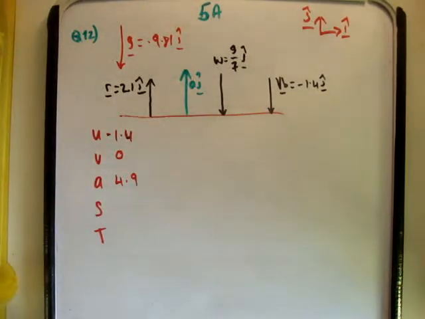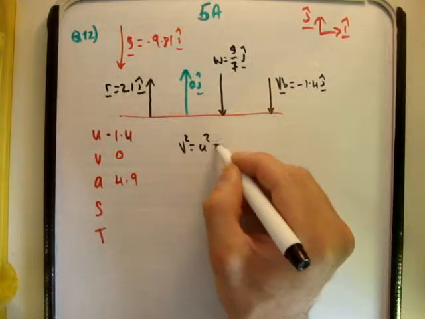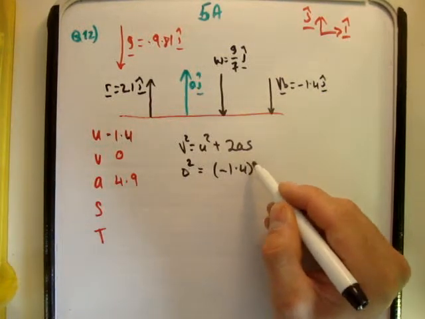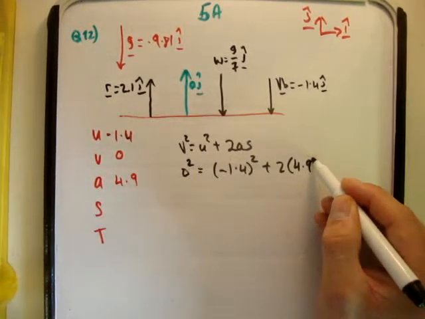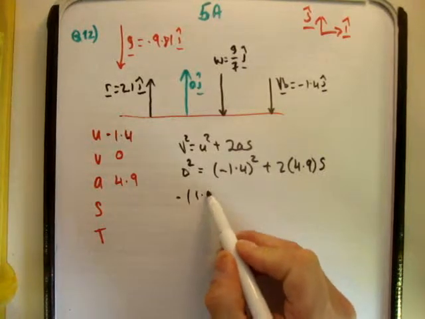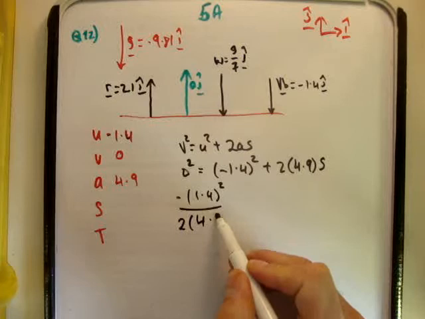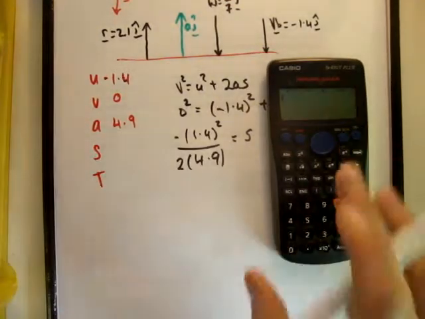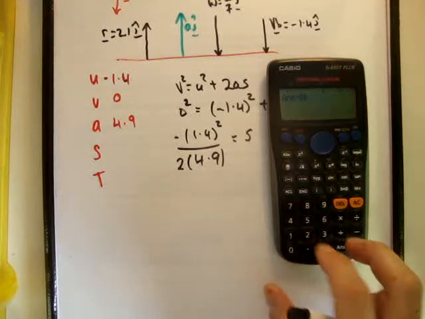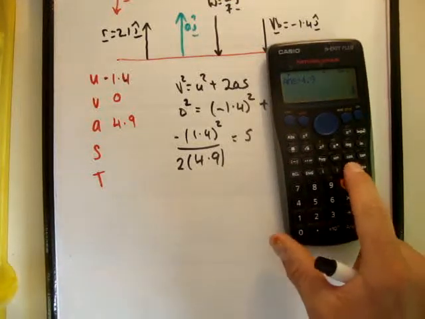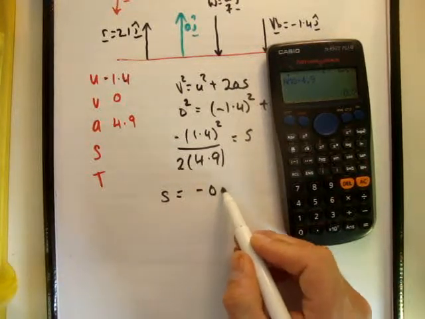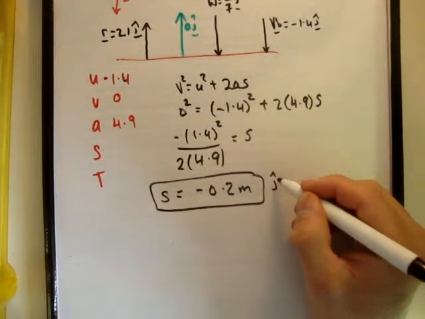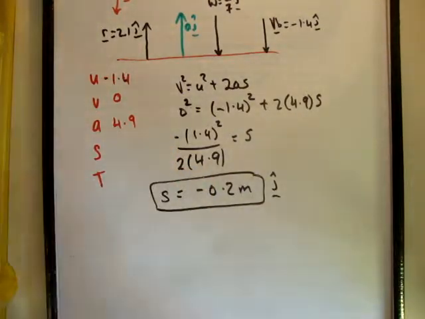So let's apply v squared is equal to u squared plus 2as. We're going to get the following: 0 squared is equal to negative 1.4 squared plus 2 times 4.9 times s. Therefore, negative 1.4 squared divided by 2 times 4.9 is equal to s. So it's looking like we're going to get a negative displacement. So it's going to be 1.4 squared divided by 2 divided by 4.9. We get a fifth, so s is equal to negative 0.2 meters. That is our displacement vector, and it's in the j-hat direction, because these vectors are all in the j-hat direction. I could easily just write that like so.